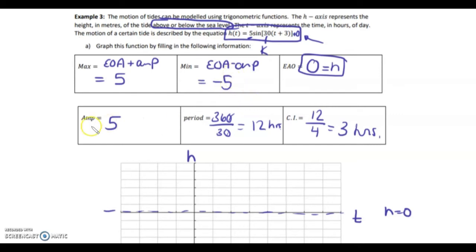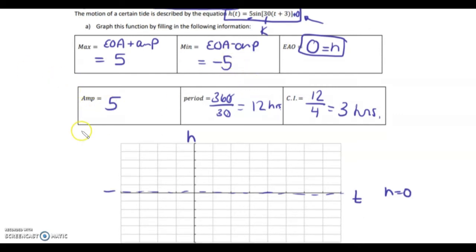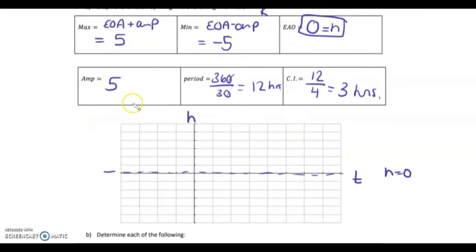Okay, so how we do this just by patterning is we're going to go down to our graph and we're going to mark off the maximum, 1, 2, 3, 4, 5. That's the only point that I need. The equation of axis, which we already dotted, we'll dot the maximum, and the minimum, 1, 2, 3, 4, negative 5 here. Okay, so I'm going to dot the minimum.